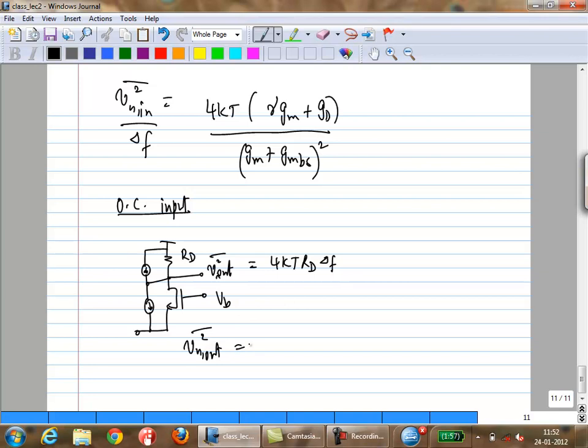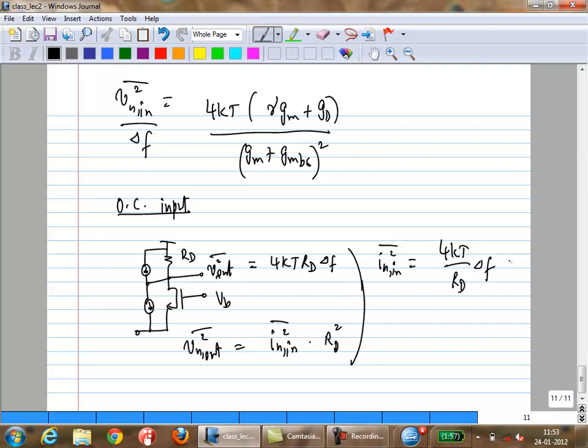Now if you have an input referred noise current source at the input, what happens? All of that noise flows through the output. So you had a current source here. What happens? All of that current flows through the output and gets multiplied with RD. Okay? So your input referred noise current is just 4kT over RD.